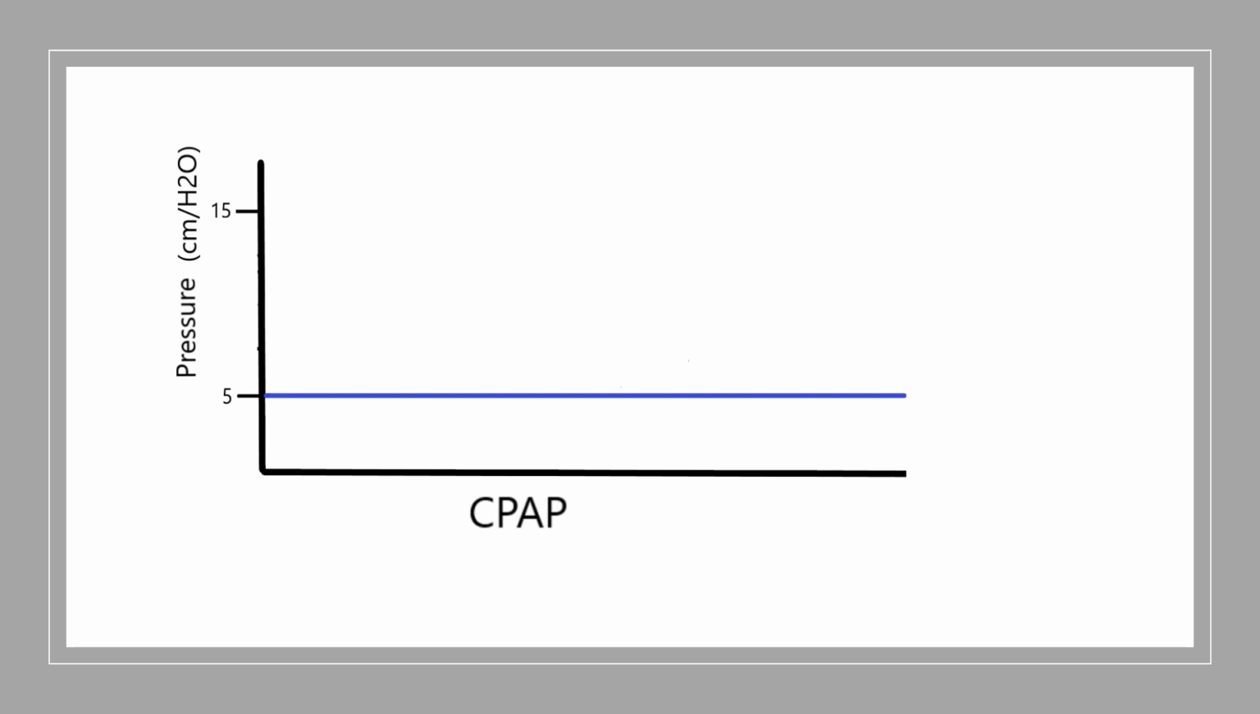You place the BVM mask, create a seal, put the PEEP valve on. You don't have to squeeze the bag. You're just letting the patient breathe, and that back pressure is providing PEEP, providing CPAP. That's all it is. It's one pressure.